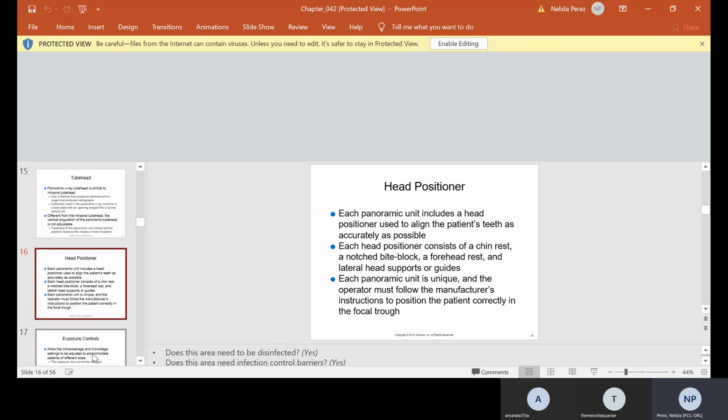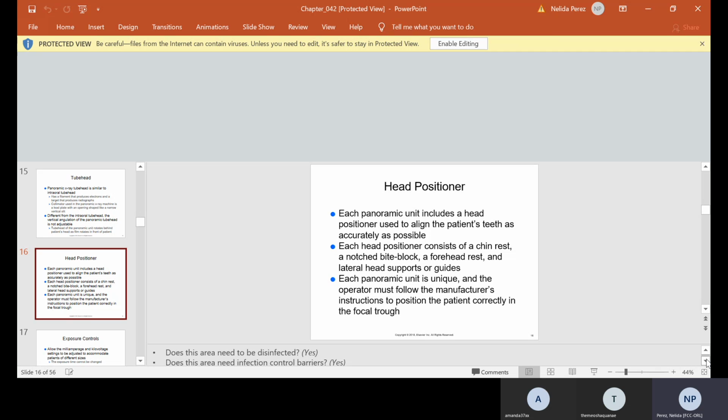With the head positioner, each panoramic unit includes a head positioner used to align the patient's teeth as accurately as possible. Each head positioner consists of a chin rest, a notch bite block, a forehead rest, and lateral head supports or guides. Each panoramic unit is unique, and the operator must follow the manufacturer's instructions to position the patient correctly in the focal trough.